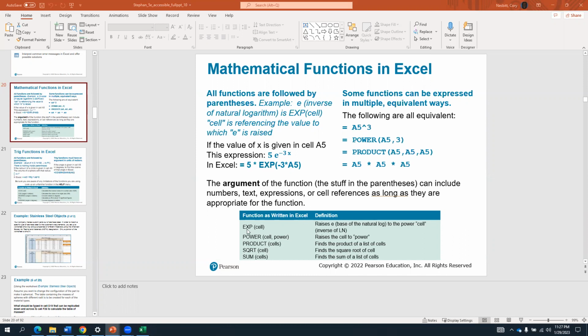But here are some other functions, right? You got square root. SQRT means square root. SUM, obviously, sums the cells. EXP raises E, the base of the natural log, to the power of a cell. Inverse of ln, right? And sorry, these are the definitions of all of these. Let me see, other functions.